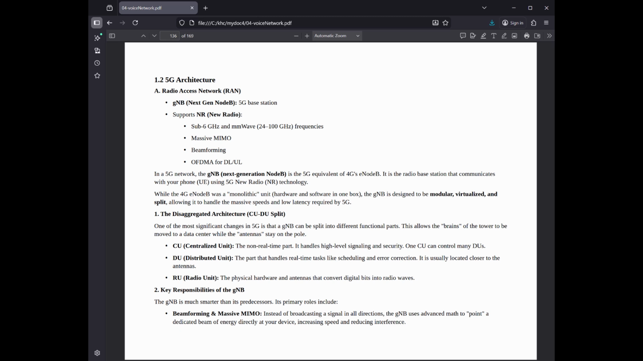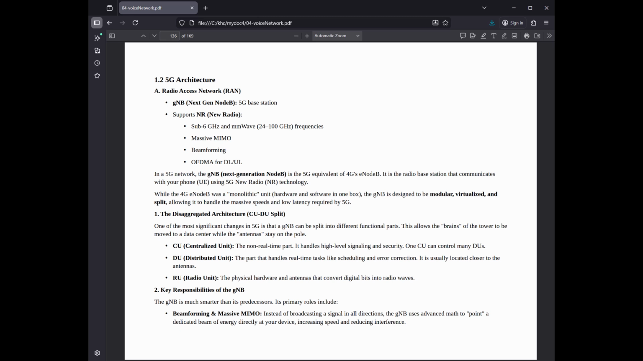The gNB, next generation Node B, is the 5G equivalent of 4G's eNode B. It is the radio base station that communicates with your phone, UE, using 5G new radio, NR, technology. While the 4G eNode B was a monolithic unit, hardware and software in one box, the gNB is designed to be modular, virtualized, and split, allowing it to handle the massive speeds and low latency required by 5G.